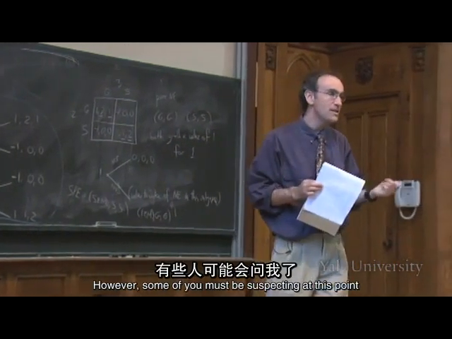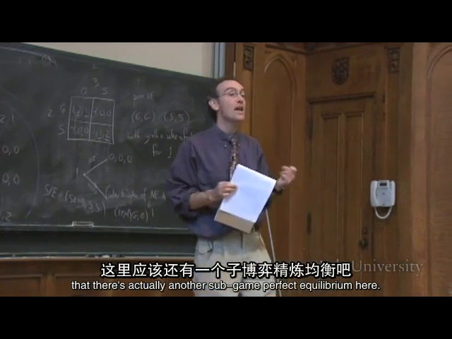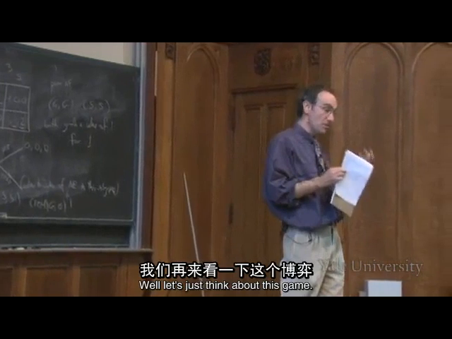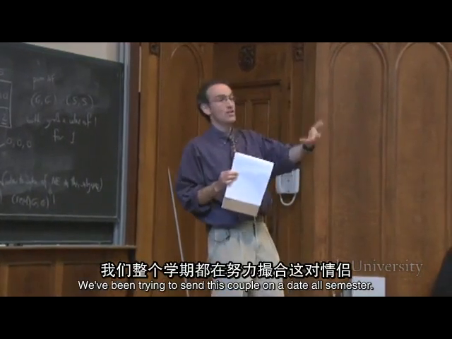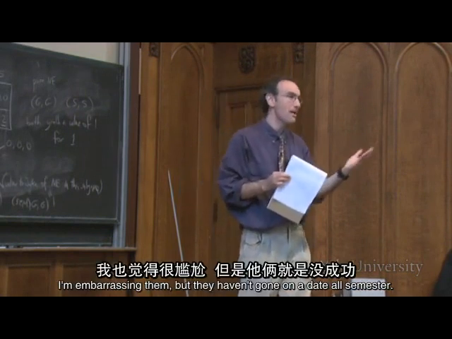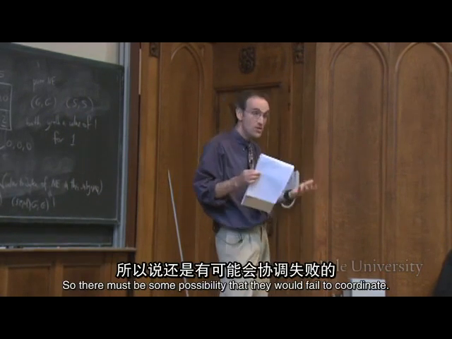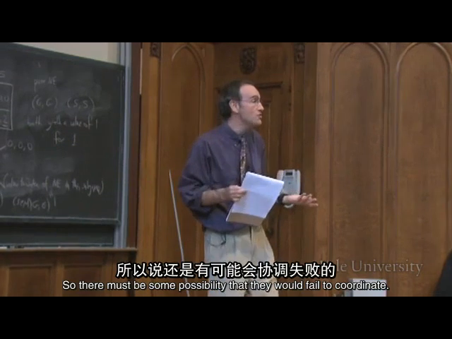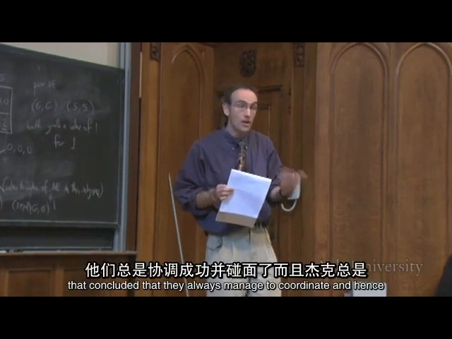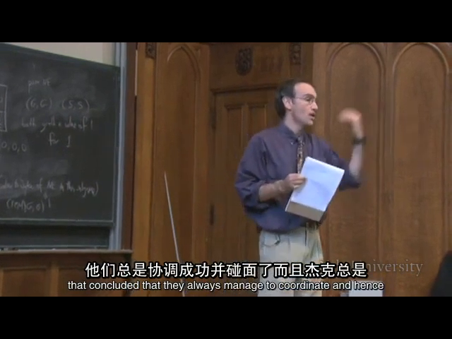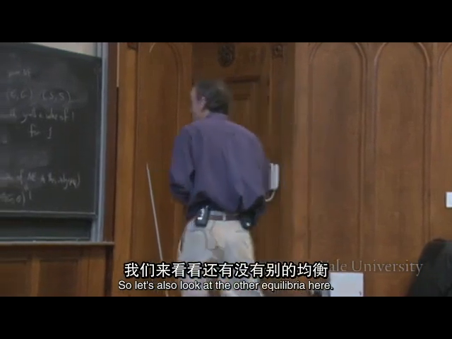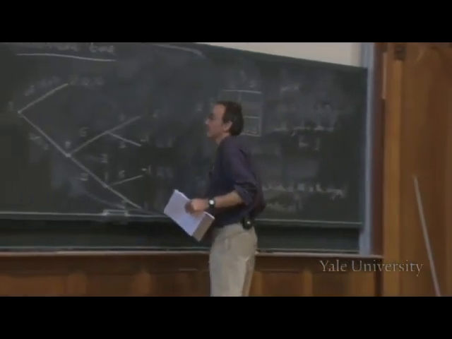However, some of you must be suspecting at this point that there's actually another subgame perfect equilibrium here. Right, how do we know that? Think about this game. I mean, we've been trying to send this couple on a date all semester. They haven't gone on a date all semester. I'm embarrassing them now, but they haven't gone on a date all semester. So there must be some possibility that they would fail to coordinate. And it would be a pretty weird notion of equilibrium that concluded that they always managed to coordinate, and hence Jake always wants to send them. Is that right? So let's also look at the other equilibria here.